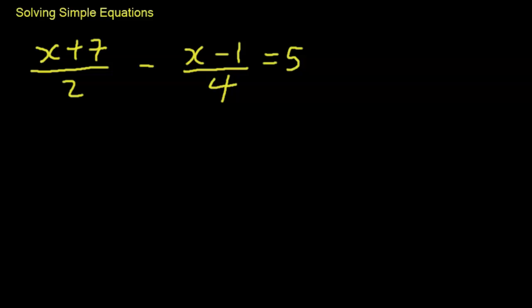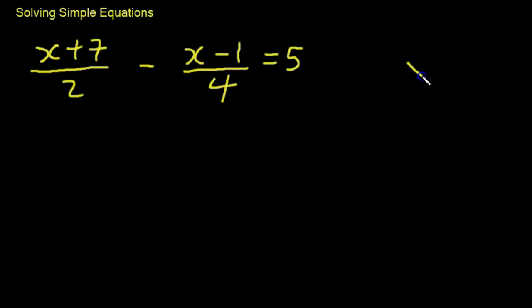Let's look at another equation. Here we have an equation with two different separate fractions, one with a denominator of 2, the other a denominator of 4. Again, the first objective is to get rid of these fractions, and we can do so by multiplying both sides, each term on both sides, by the LCM.